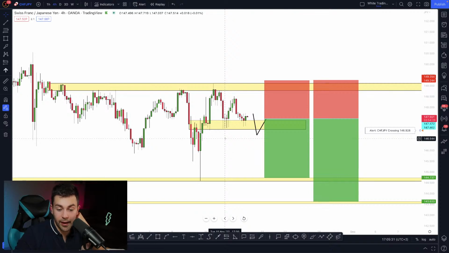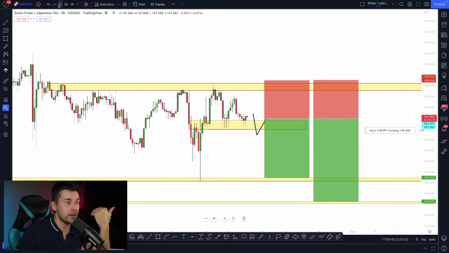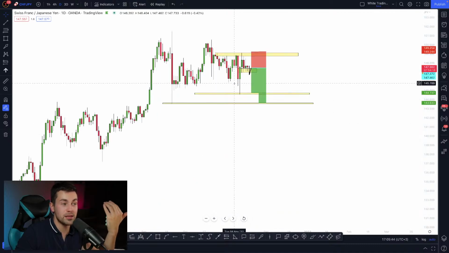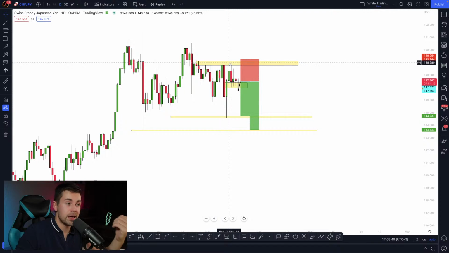Imran says, how to use multi-time frame analysis? So that is what I'm trying to show you right here, Imran. We are analyzing the Swiss yen. First of all, we started with the daily time frame. And on the daily time frame, we spotted the key levels. And then we spotted that recently the key level was reached.